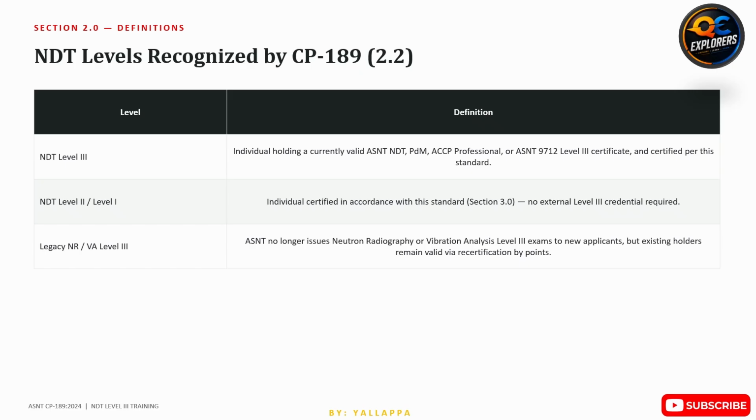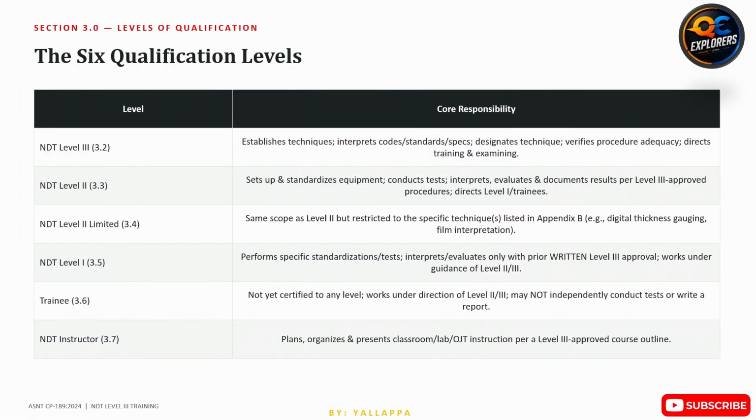Exam tip: a common mistake is assuming an ASNT Level 3 certificate alone authorizes an individual to perform Level 3 duties. Under CP-189, employer certification is also required. Next, we'll study the 6 qualification levels and their specific responsibilities.